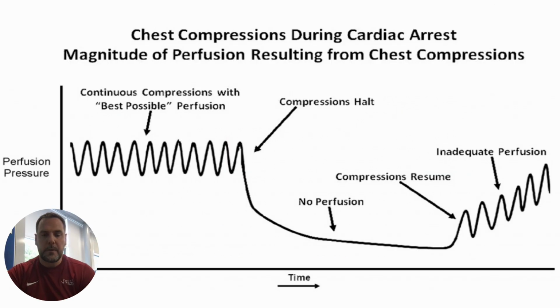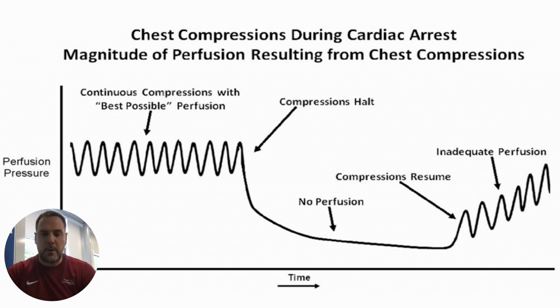This slide looks complicated, but it's not really. So just think about perfusion pressure as the amount of blood and oxygen that we get to the brain. If we do the best possible depth and rate of compressions, then we get a consistent flow of blood and oxygen to the brain. As soon as we stop our compressions to do our rescue breaths, then blood pressure drops and the delivery of blood and oxygen to the brain drops. And when we start our next lot of compressions again, it takes a wee bit of time for that consistent flow of blood and oxygen to get back up to the optimum level.